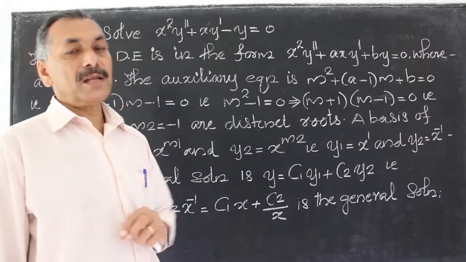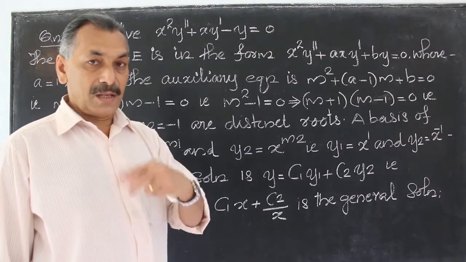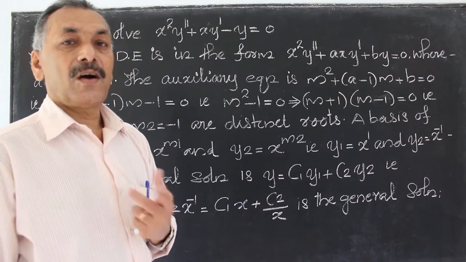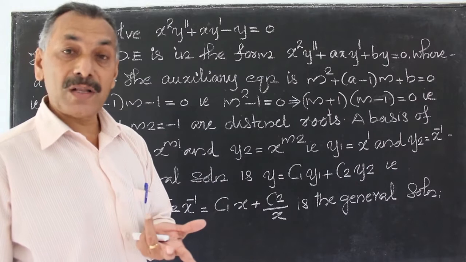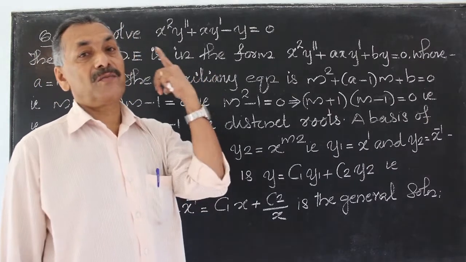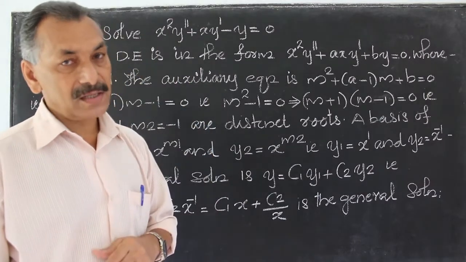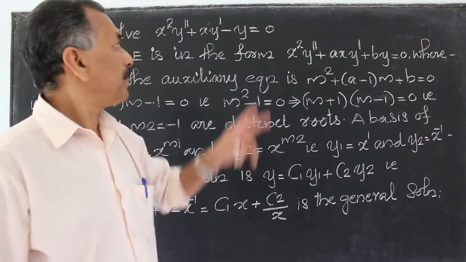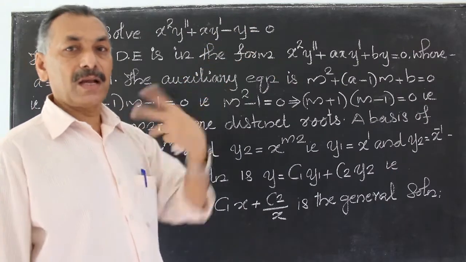Compare this with the general form y2 dash plus a into y dash plus b into y is equal to 0, where all the coefficients are constants. But in this case, the coefficient of y2 dash is x square, and the coefficient of y dash also includes terms of x, so the coefficients are not constants. This is the Euler Cauchy method.